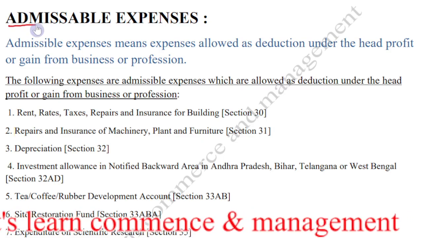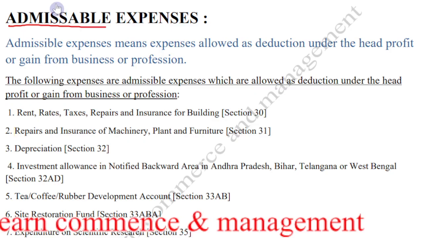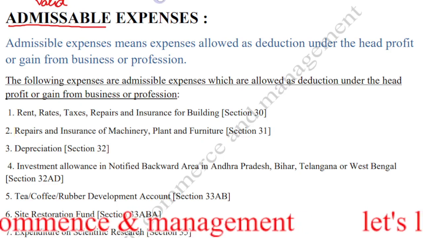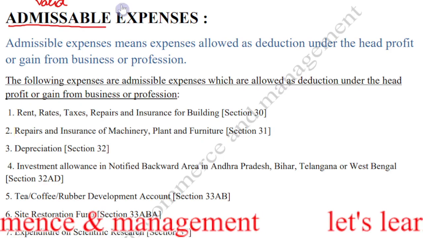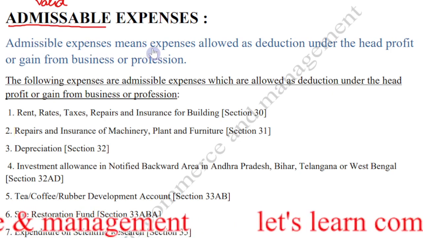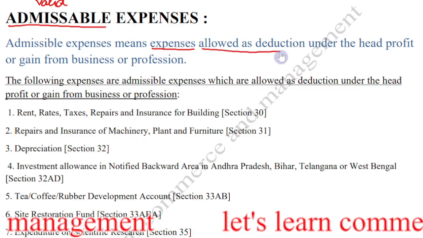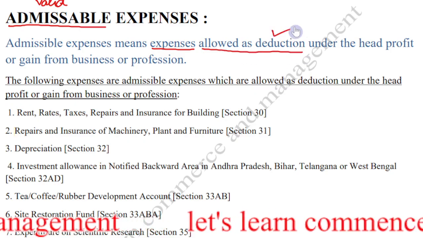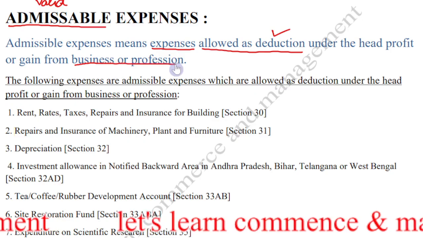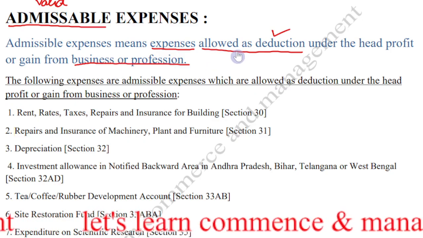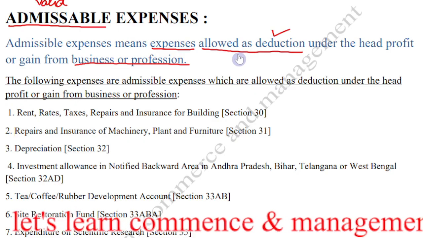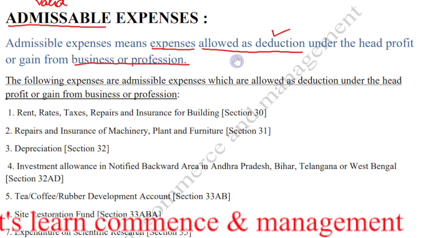So admissible, as the name says, means acceptable or valid. It is a valid expense for which deduction will be allowed. So let us quickly see the meaning now. Admissible expenses means expenses allowed as deduction under the head profit or gain from business or profession. In any business or profession, if these following expenses are occurring, then they are considered as admissible expenses.